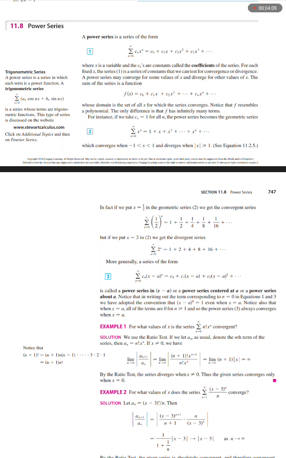Notice that in writing out the term corresponding to n equals 0 in equations 1 and 3, we have adopted the convention that (x minus a) to the power 0 equals 1 even when x equals a. Notice also that when x equals a, all of the terms are 0 for n greater than or equal to 1, and so the power series, equation 3, always converges when x equals a.